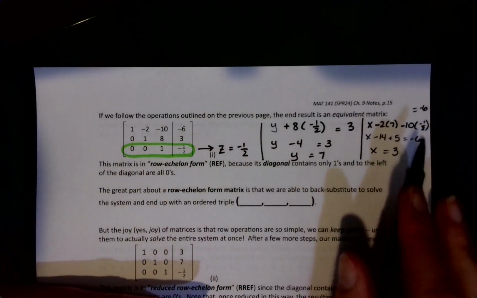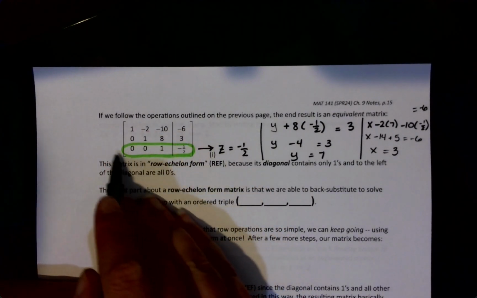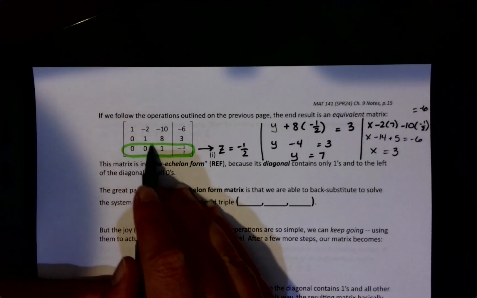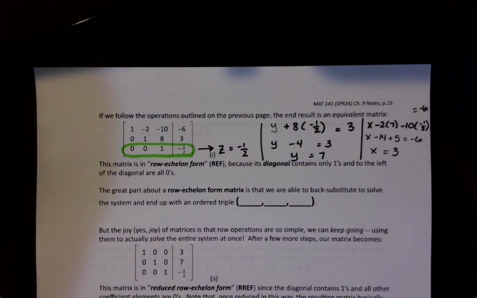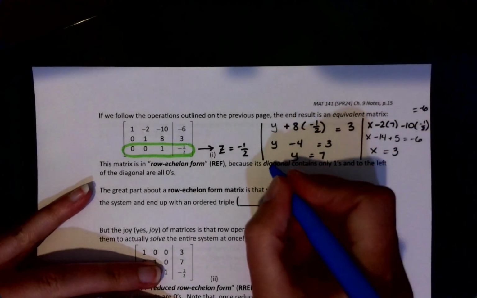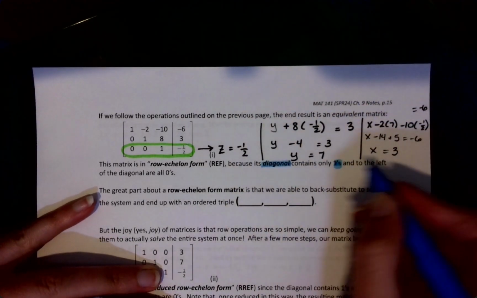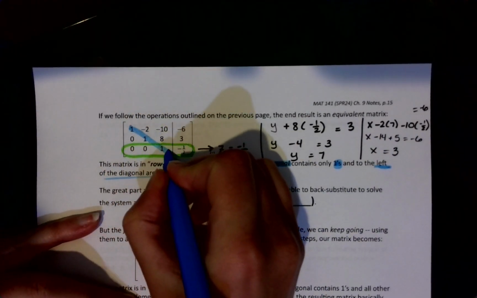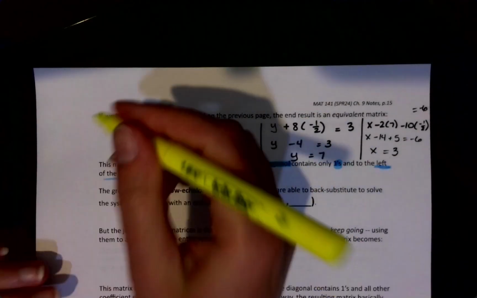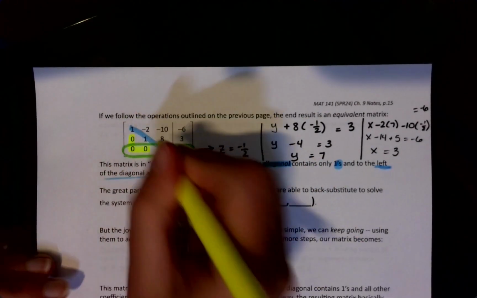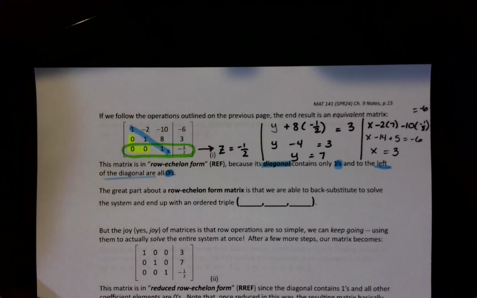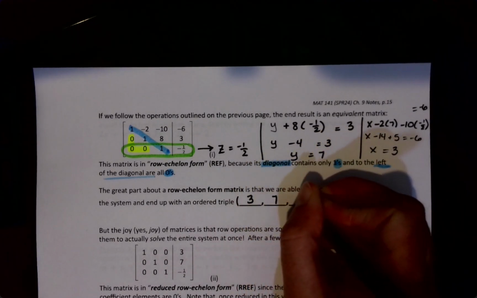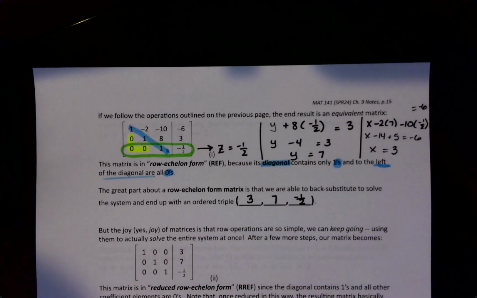So I can solve and find the x, y, and z values once I get the zeros in this bottom portion and have ones along my main diagonal. So the important part of this notation is that my main diagonal contains only ones, and to the left of the diagonal are only zeros. Having ones along the main diagonal and only zeros to the left of it is what allowed us to solve this. So our solution is the ordered triple where the x value is 3, the y value is 7, and the z value is negative 1/2.